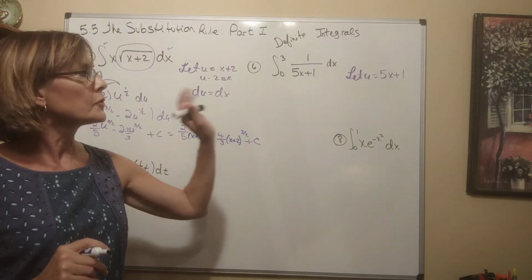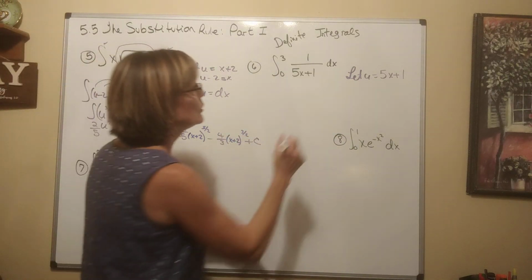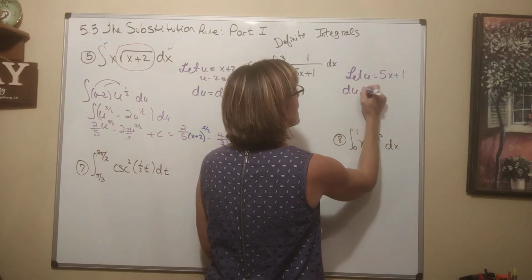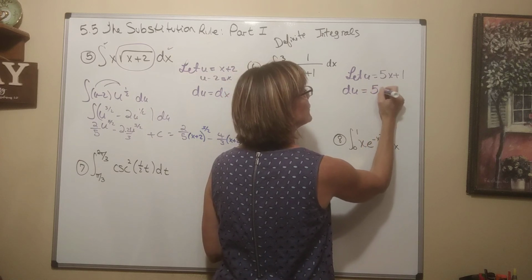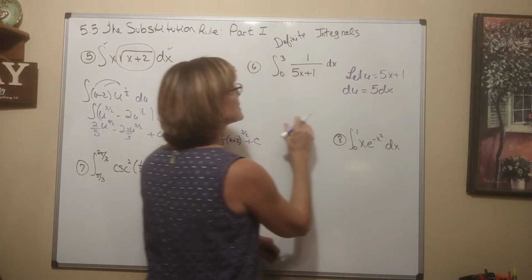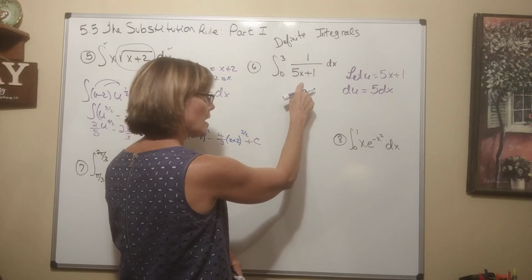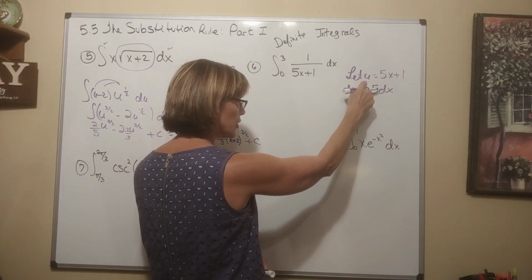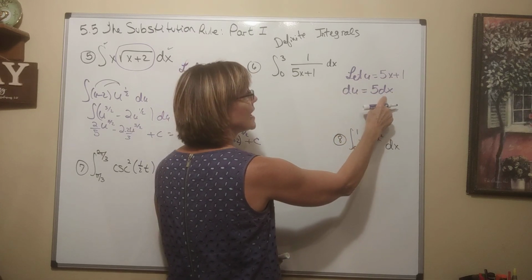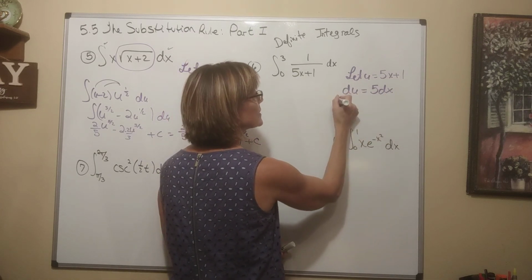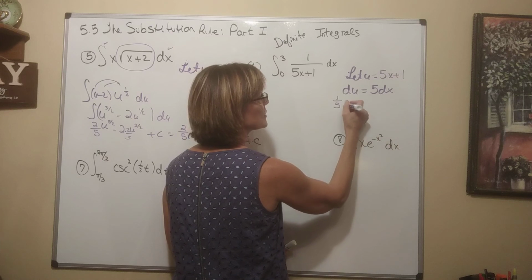And then if I take the derivative of u, du, I get 5 dx. And so what I need here is to rewrite this. I need a 1 over 5x plus 1, so that's going to be 1 over u. I just need a dx. I don't need a 5 dx, but that's easily handled by just dividing both sides by 5.